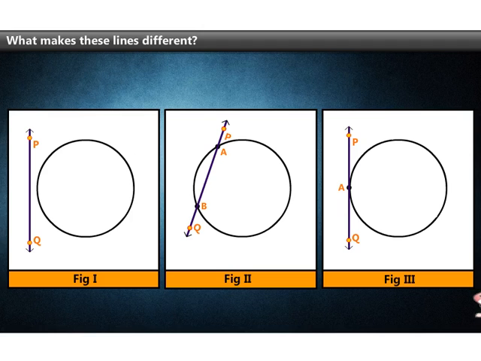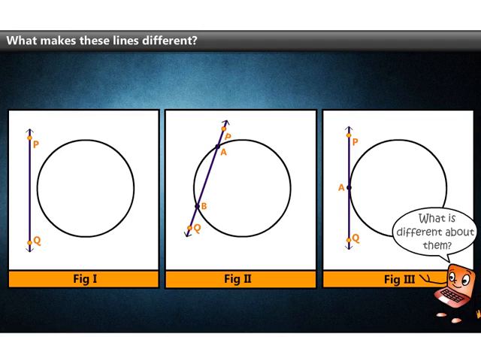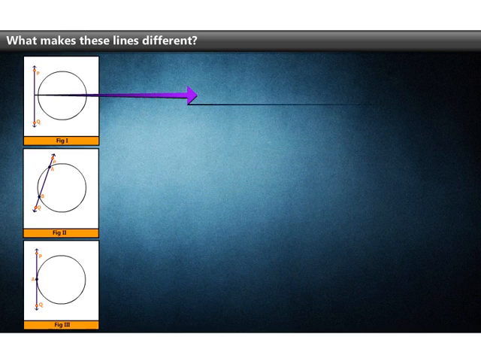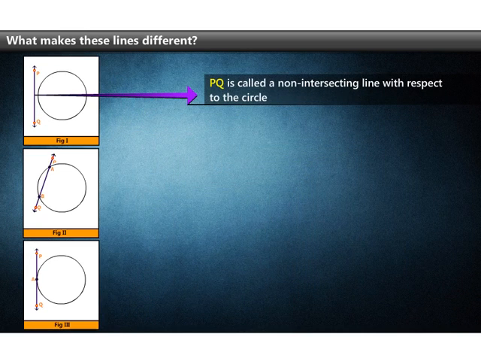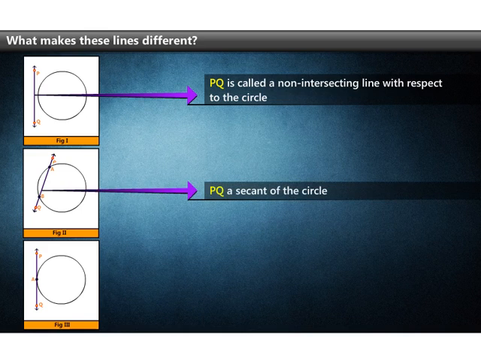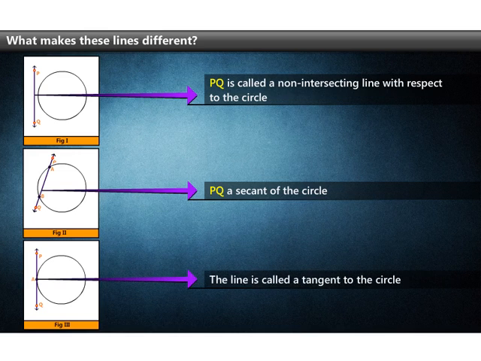Observe these line segments carefully. What is the difference about them? In figure 1, the line PQ and the circle have no common point. Hence, PQ is called a non-intersecting line with respect to the circle. In figure 2, there are two common points A and B that the line PQ and the circle have. Hence, in this case, we call the line PQ a secant of the circle. In figure 3, there is only one point A which is common to the line PQ and the circle. In this case, the line is called a tangent to the circle.